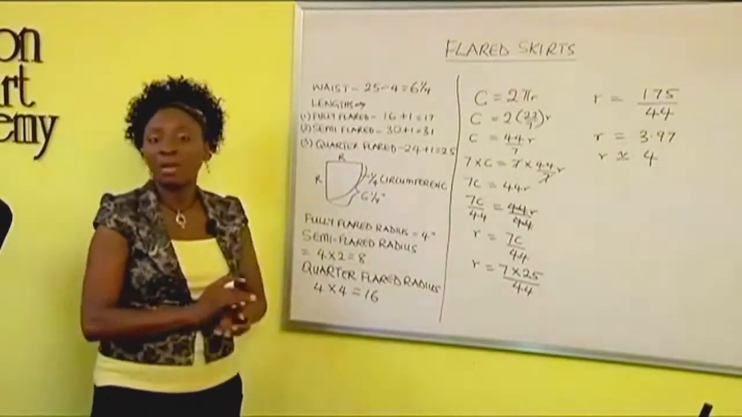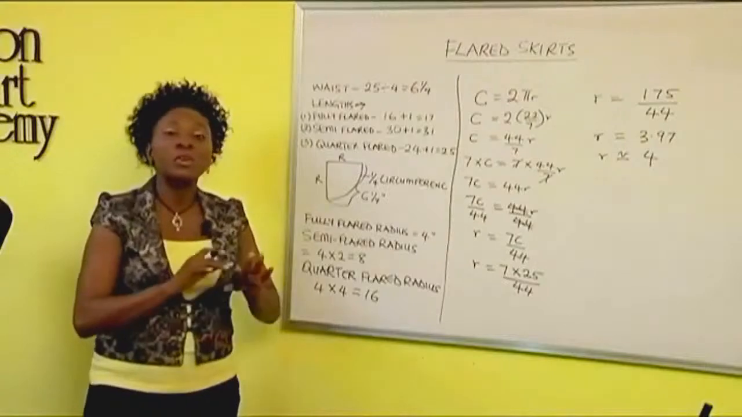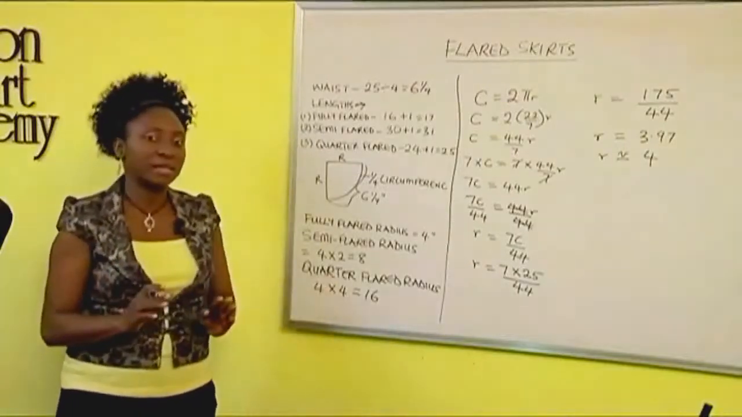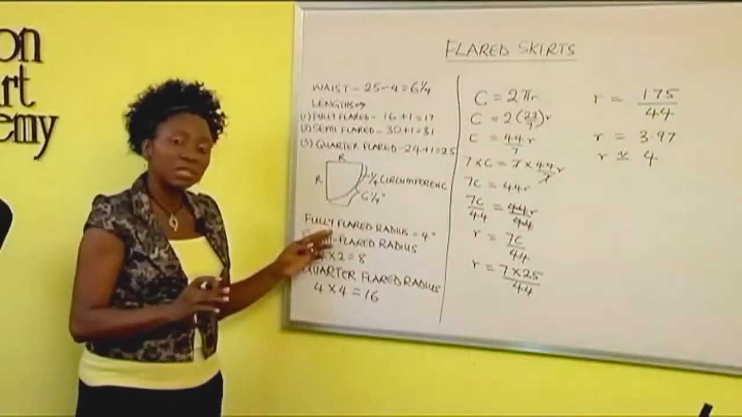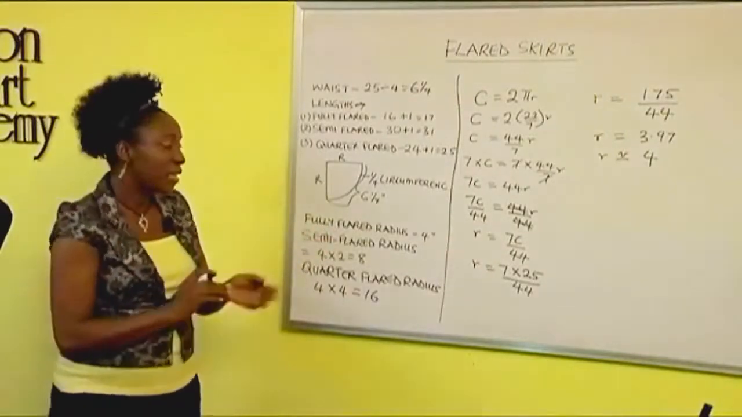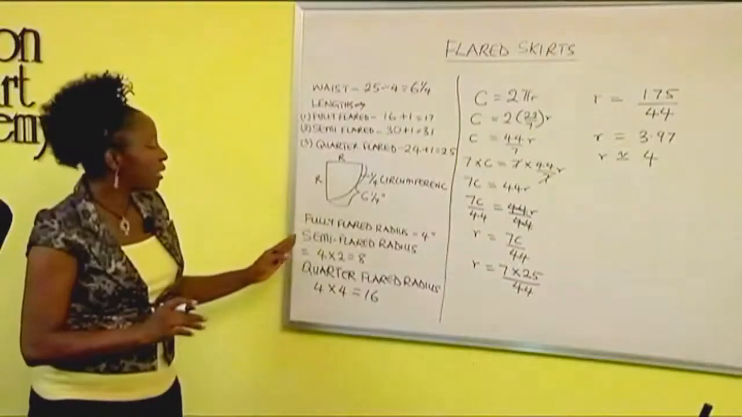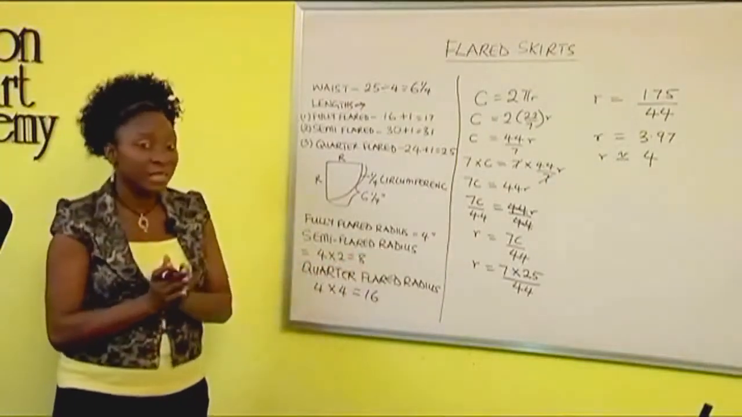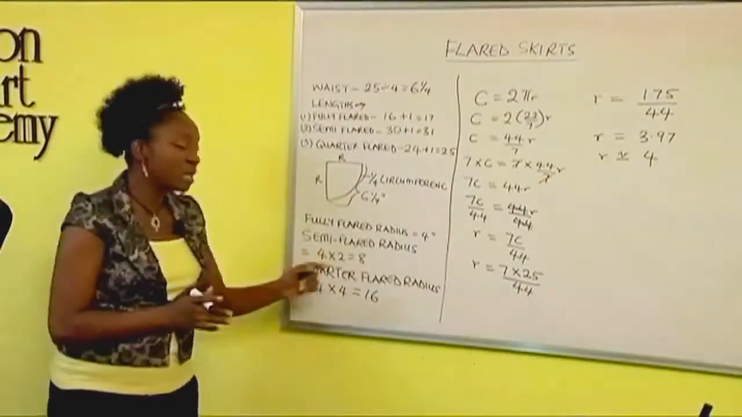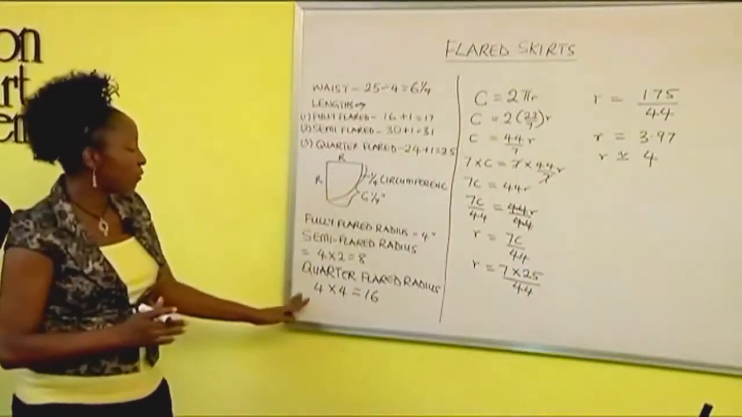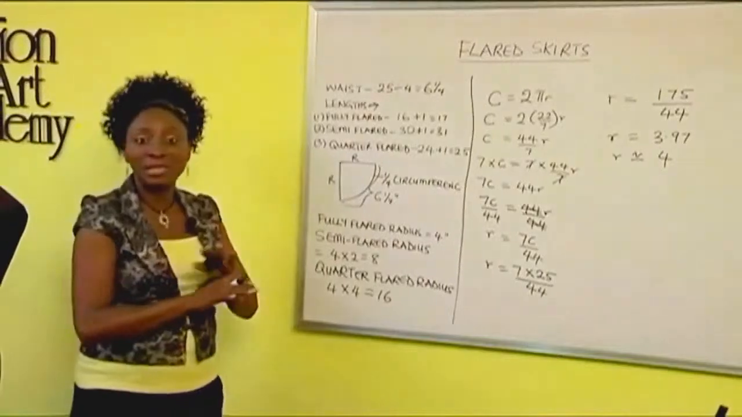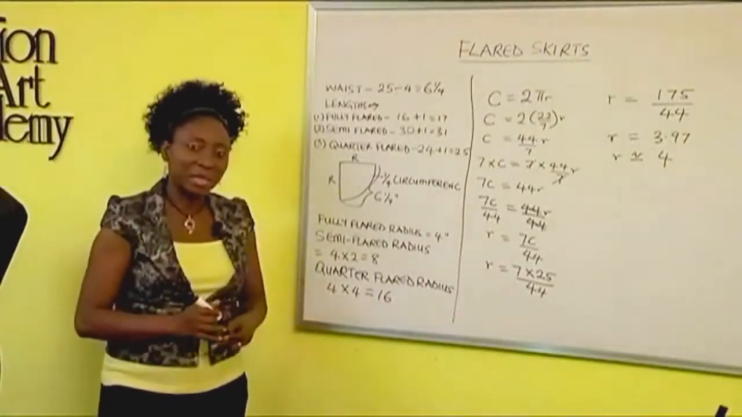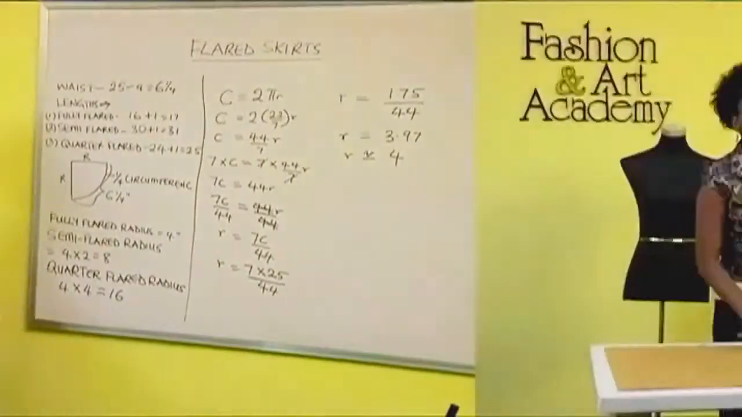Now, I would not fold my fabric at all. I will use it as single ply, just like that. And you can see the differences. If we're making our fully flared skirt, we have to fold it into 4, and we'll use 4 inches. If we're making a semi-flared skirt, we'll fold it into 2 only, and we'll use 8 inches. And of course, for our quarter flared skirt, we would not fold it at all. We'll just use it single ply. So let's go to the table and see how this works out.